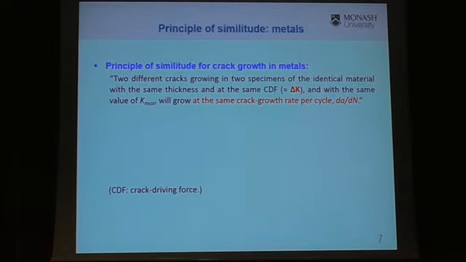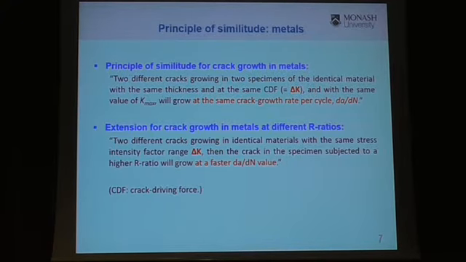So here is the principle of similitude of the crack growth for metals. Two different crack growths in two specimens of the identical material with the same thickness, the same crack driving force, delta K, and the same value of K max, will grow at the same crack growth rate per cycle, da/dN. And we extend this similitude principle to different R ratios. We can say that with everything else the same, and with the higher R ratio, the crack will grow at a faster crack growth rate.